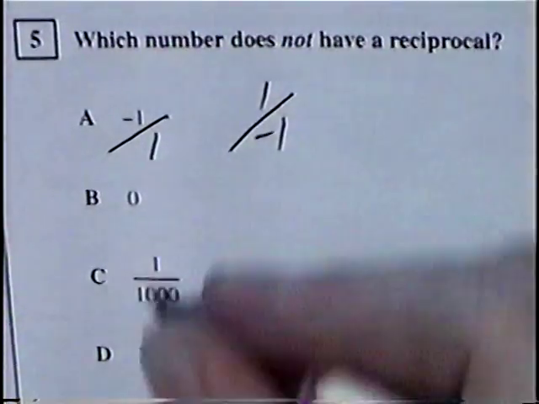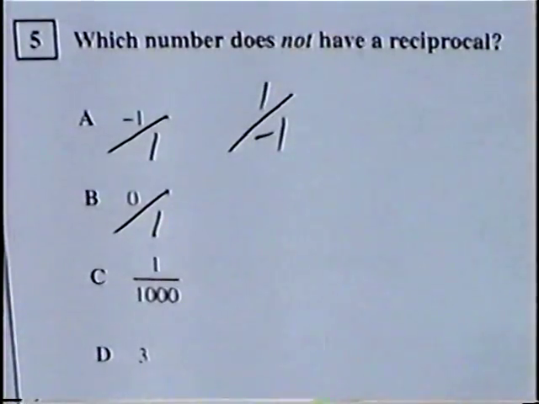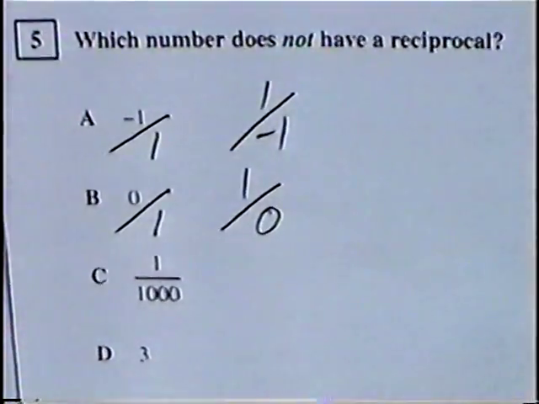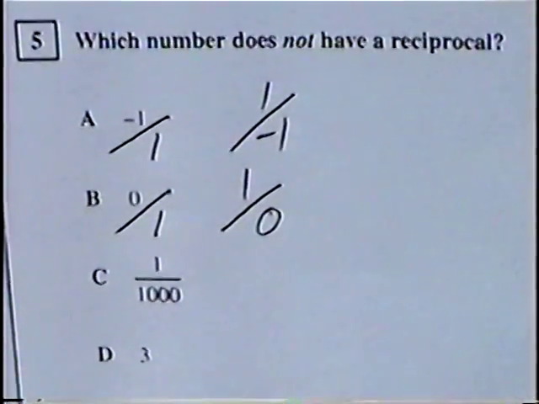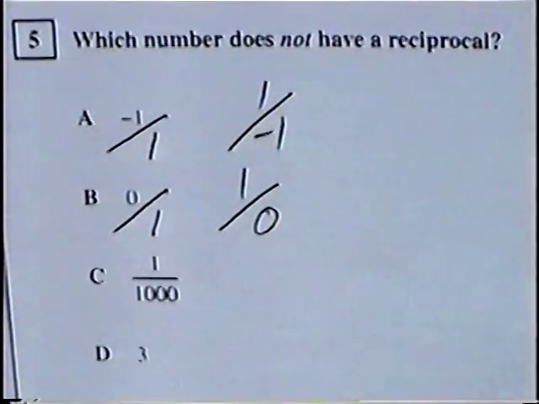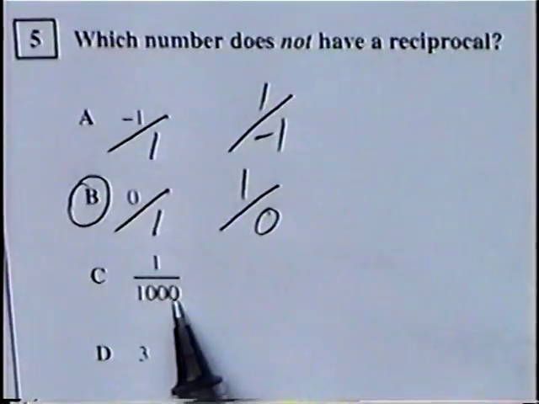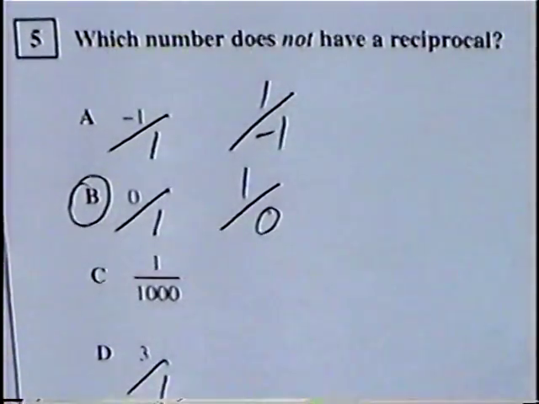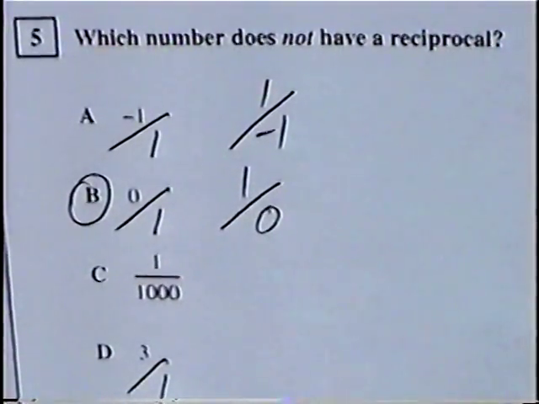Letter B, 0. To make it a fraction again, we can add a 1 on the bottom. Flipping the fraction upside down, 1 over 0. If you remember, any fraction with a 0 on the denominator is undefined or not a real number. So the correct answer, which does not have a reciprocal, would be letter B. The reciprocal of C would be 1000 over 1, and D would be 1 over 3. So the correct answer is B.